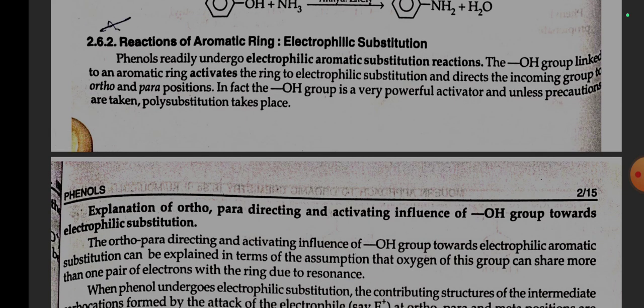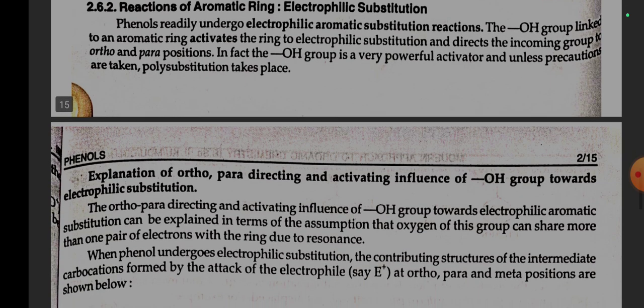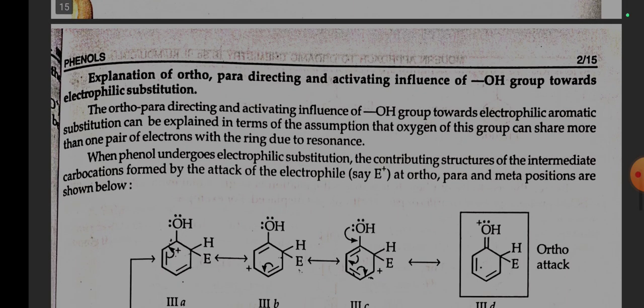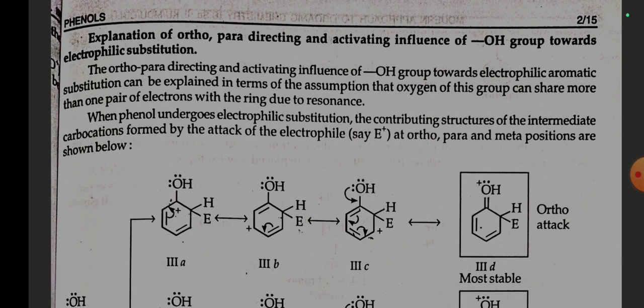Reactions of the aromatic ring. Electrophilic substitution. Phenols readily undergo electrophilic aromatic substitution reactions. The OH group linked to an aromatic ring activates the ring to electrophilic substitution and directs the incoming group to the ortho and para positions. In fact, the OH group is a very powerful activator, and unless precautions are taken, polysubstitution takes place. Explanation of the ortho-para directing and activating influence of the OH group towards electrophilic substitution.